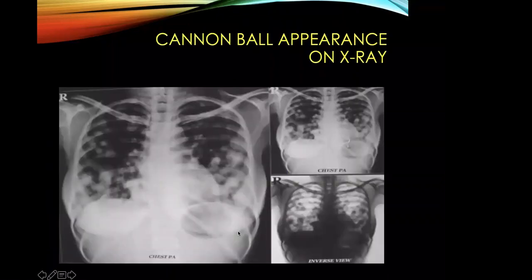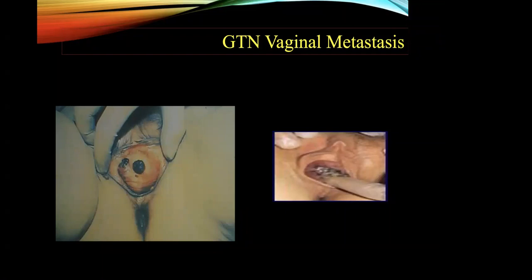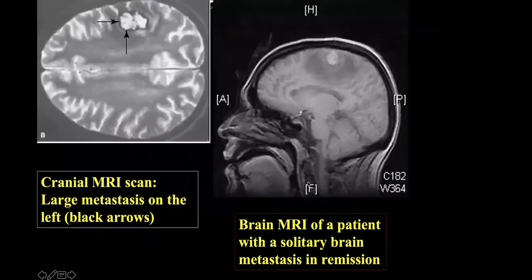You can see here metastasis into the lungs. See the X-rays, PA view. There are solidified areas, the cannonball appearance, typically seen in such patients. If it is a vaginal metastasis, you will find areas of hemorrhage, a bluish-looking mass protruding from the posterior fornix or anterior vaginal wall, and you can also feel it on a PV examination on the right-hand side. This mass can be felt.